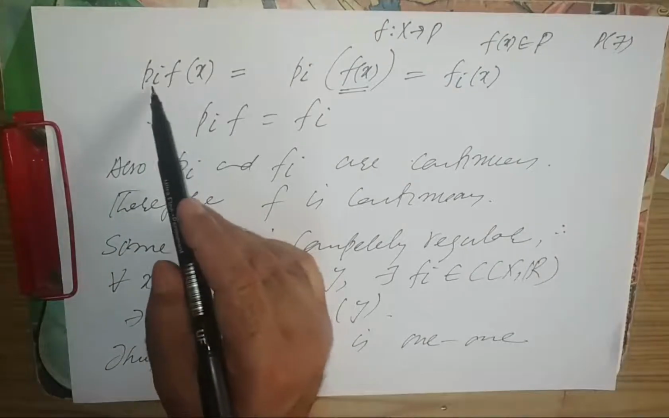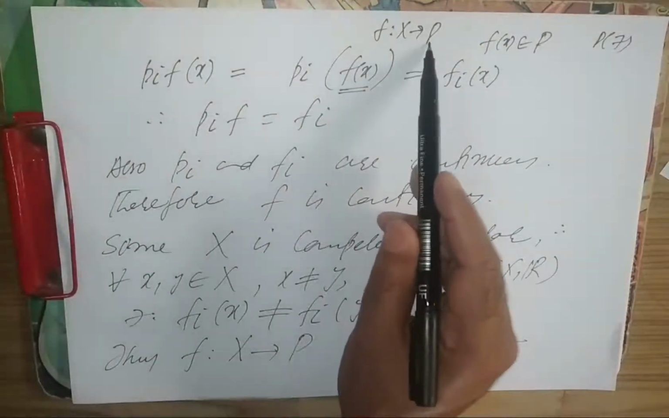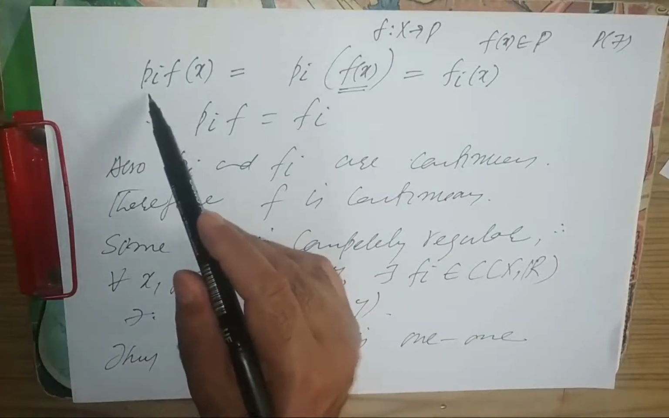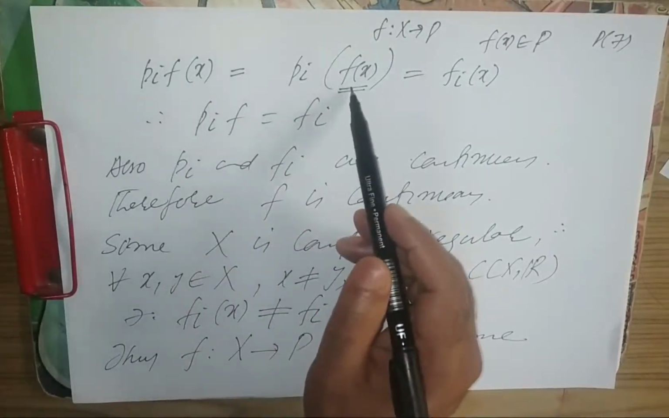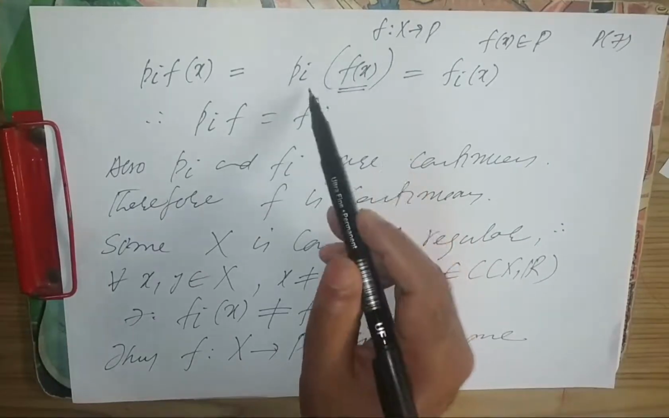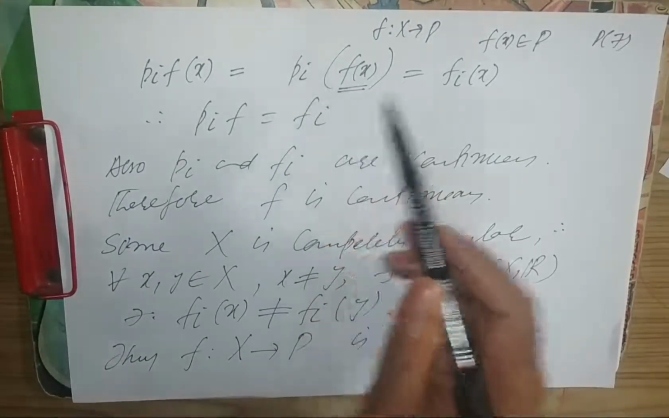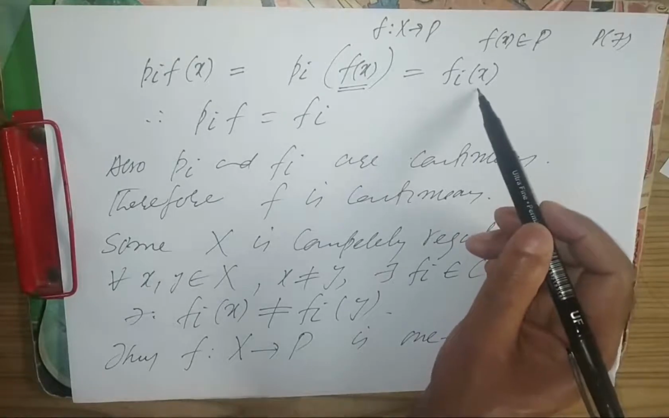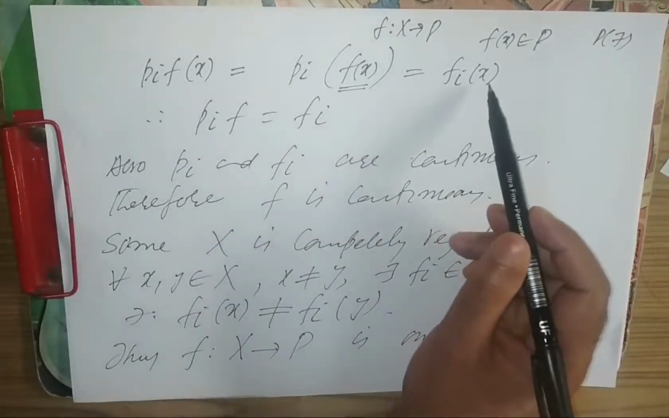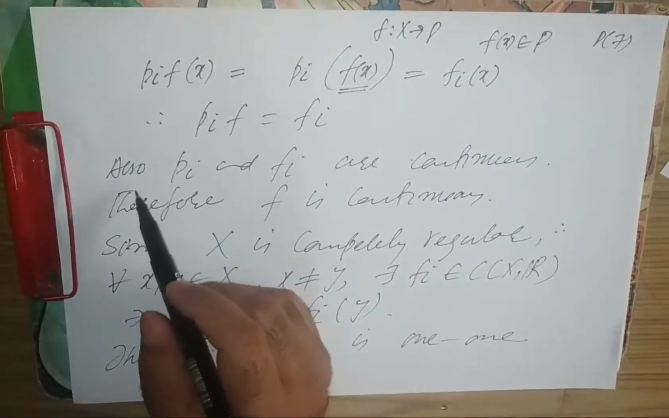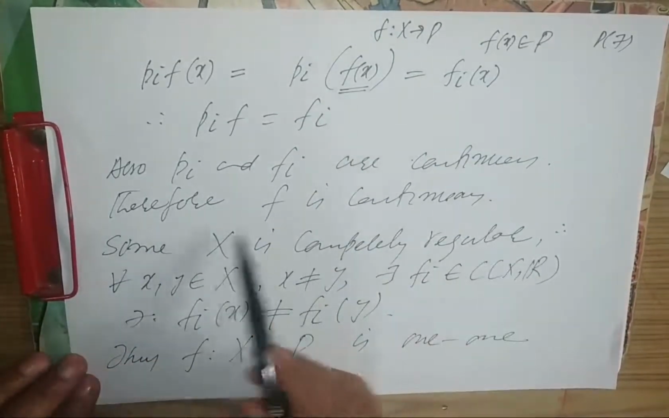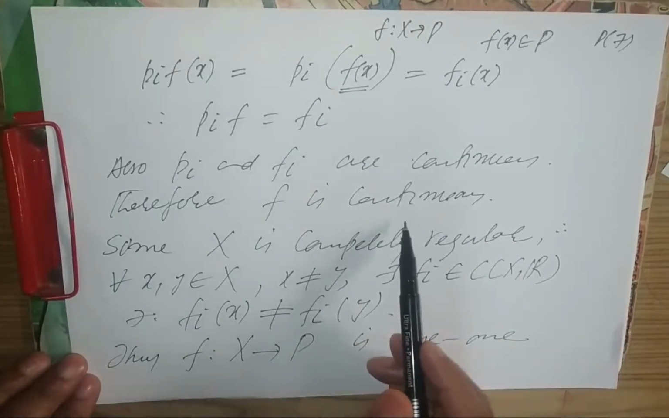So let us find π_i(f(x)). Since f is a function from X to P, f(x) belongs to the product space, and π_i of f(x), where f(x) is an element of the product space, means its ith coordinate, that's equal to f_i(x). So that means π_i∘f is equal to f_i for each x. Also, since π_i and f_i are continuous, therefore f is a continuous function.